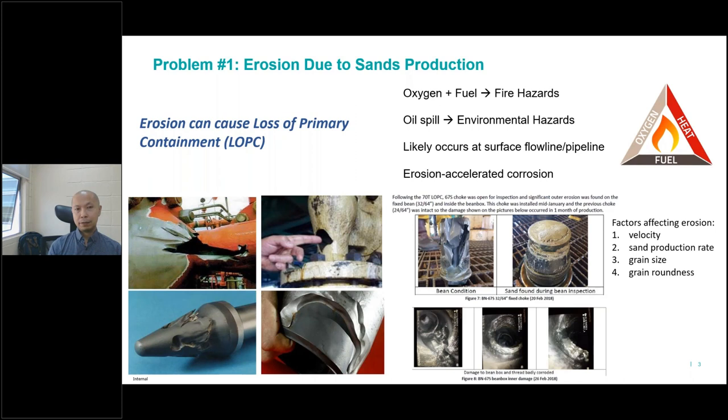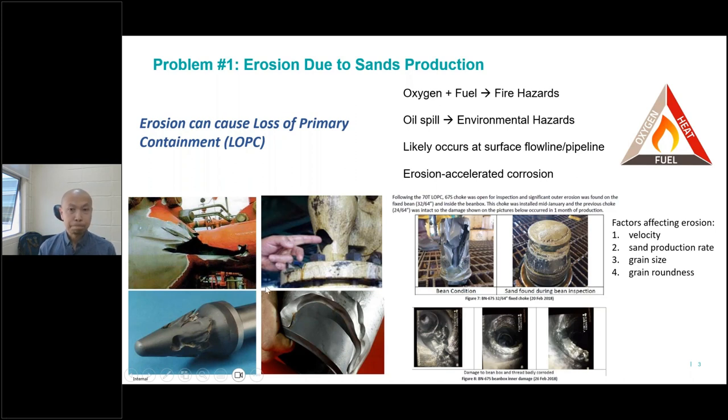So this is the first problem that I encountered personally with sand production, and this is the main issue caused by sand production in oil and gas wells. Sand at high velocity can cause loss of primary containment. The picture that you see here in the bottom left is just an example of how bad the damage that sand can cause to the production facilities.